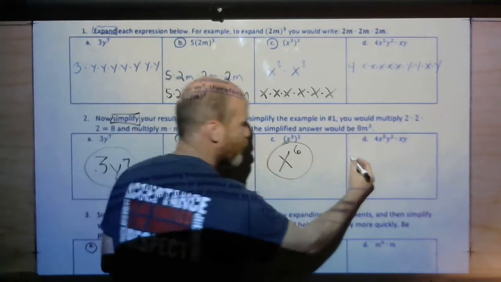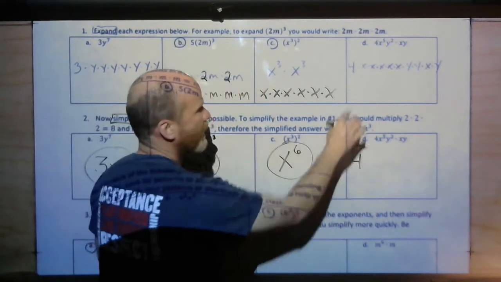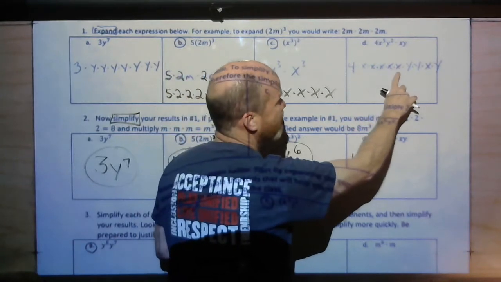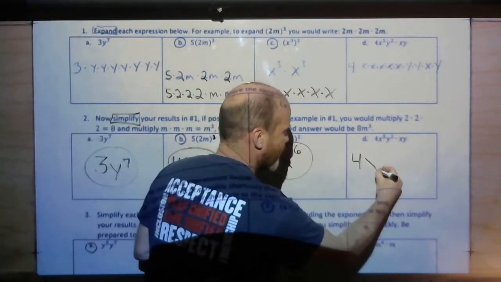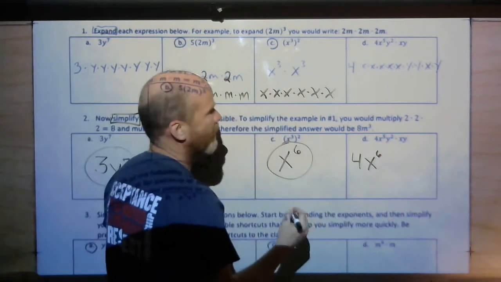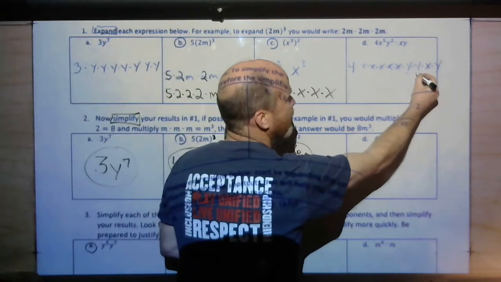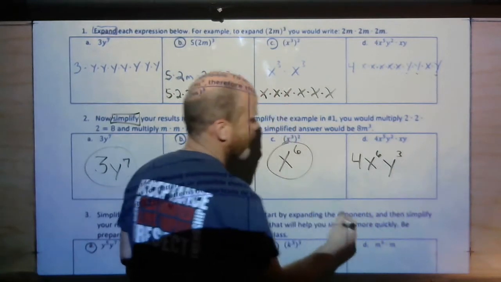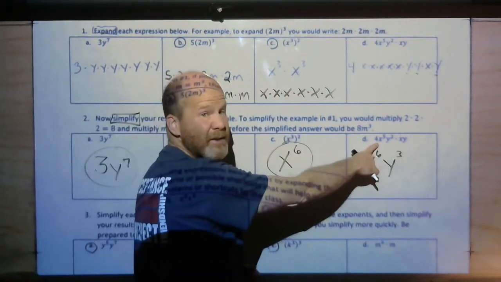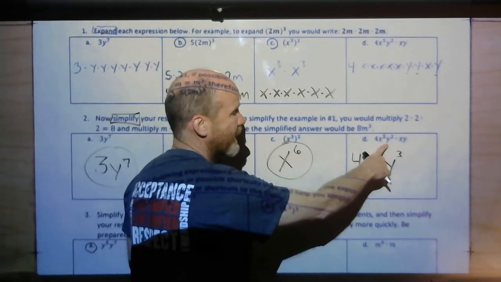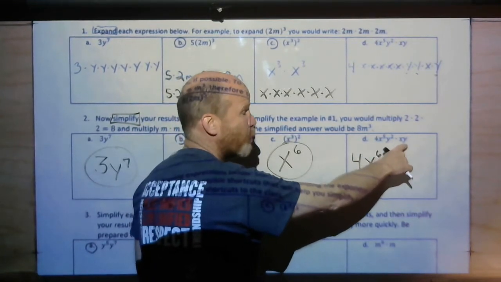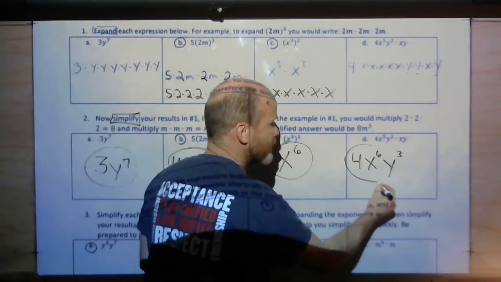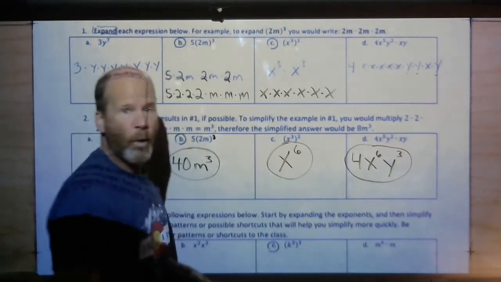Last one here, we have 4. And now we're going to bring that 4 down here. But let's take a look at how many x's we have. We have 1, 2, 3, 4, 5, 6 x's. So that's going to be x to the 6th power. And 1, 2, 3 y's, y to the 3rd. So this expression, 4x to the 5th, y to the 2nd, times xy, which is x times y, we can simplify that as 4x to the 6th, y to the 3rd.